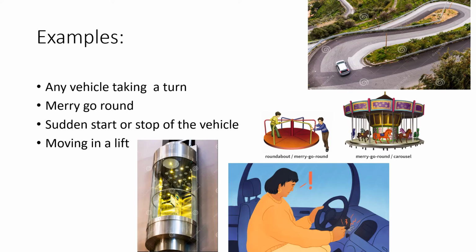Now there are some kinds of accelerating non-inertial frames of reference. Here are some examples. The first one you can see is any vehicle taking a turn on the road. The other is the merry-go-round, you can see in the second picture. And the third example is the sudden start or stop of the vehicle. It means that if you suddenly start, or it suddenly stops while driving, that is an example of the non-inertial frame of reference. And the moving of a lift in upward and downward direction is also an example for the non-inertial frame of reference, in which accelerations are not 0 but force is 0.